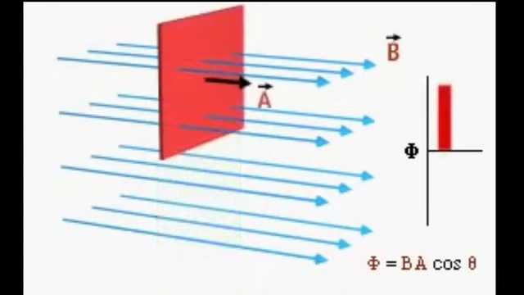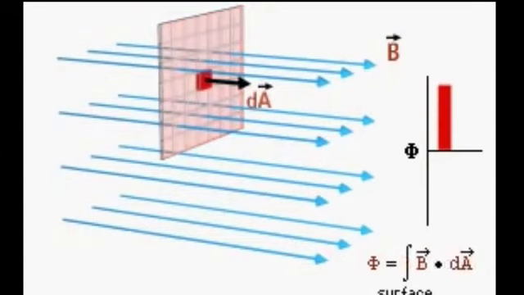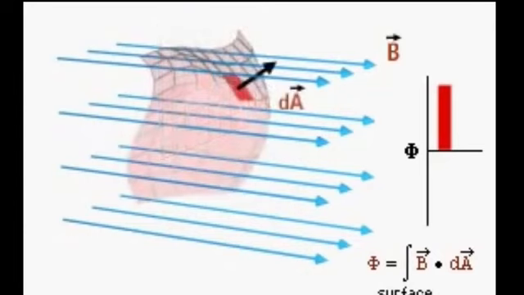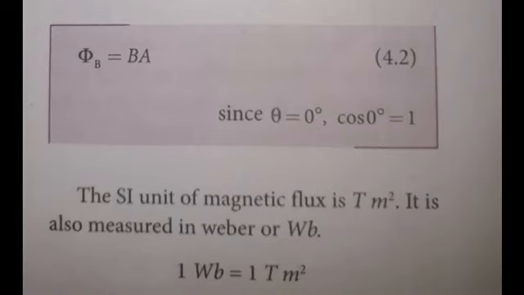If the magnetic field B vector is uniform over the area A and is perpendicular to the area, as shown in the figure, then the above equation becomes phi B is equal to BA. Theta is equal to 0, cos theta is equal to 1, so phi B is equal to BA. The SI unit of magnetic flux is Tm square. It is also measured in the Weber or Wb. 1 Wb is equal to 1 Tm square.